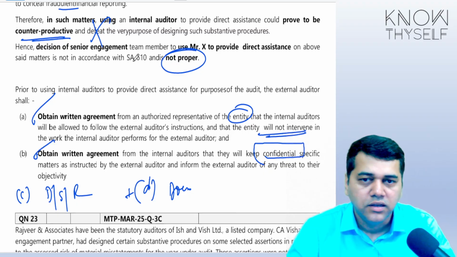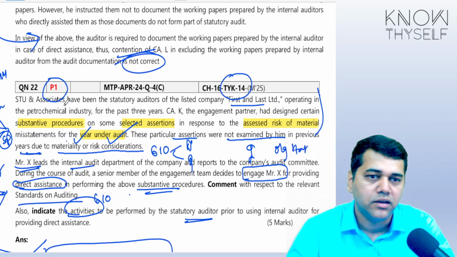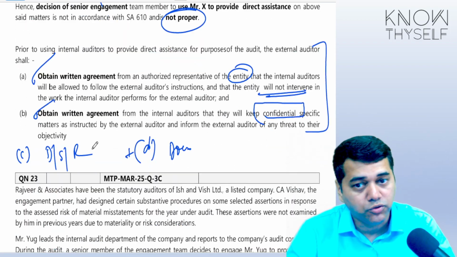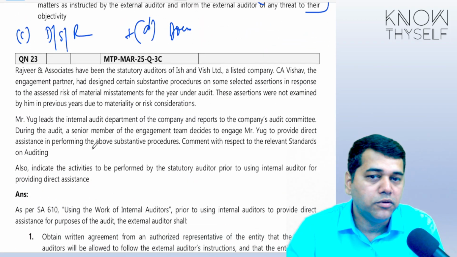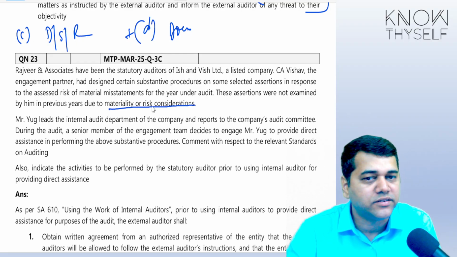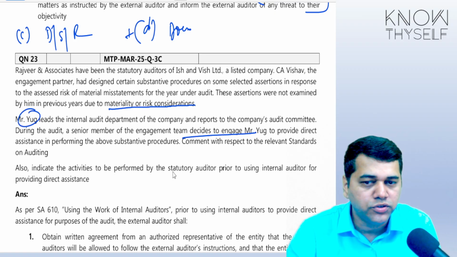I hope it's clear. Okay, so you can mark it as I have already marked it as a priority 1. Why? Because some components are coming from nowhere, outside. Now, similar question in MTP. Last year, because of the materiality or risk consideration, they have thought it in a, not to do. UG leads the department and senior management decide to use.